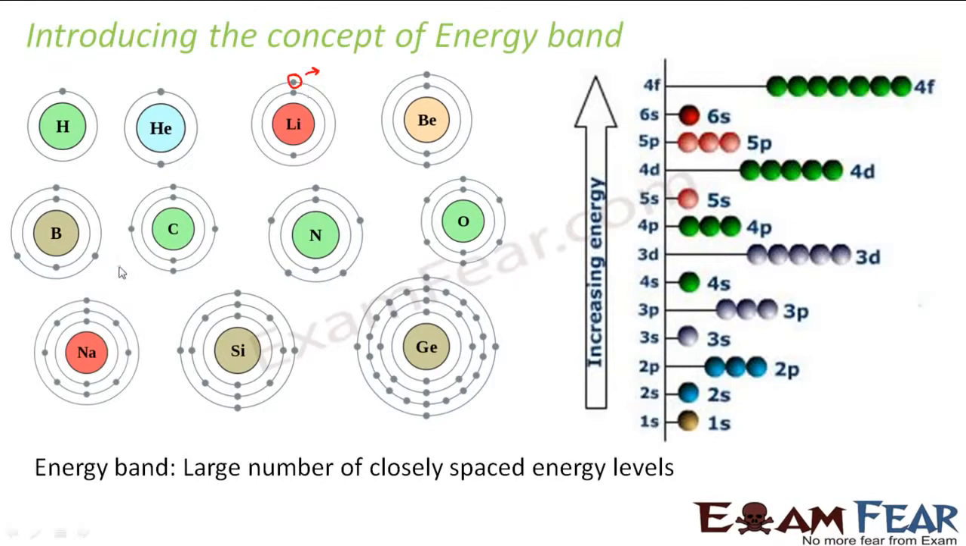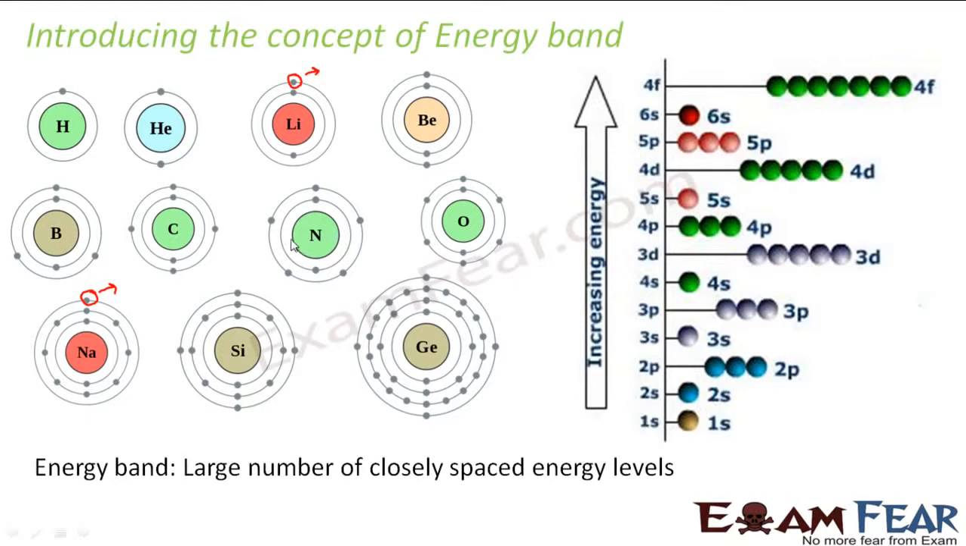Similarly, if you consider sodium, the outermost shell has only one electron which can very easily go out. So again, sodium is also a metal and a good conductor of electricity. Correct? Similarly, if you look at nitrogen or oxygen, it is the opposite. So they are not good conductors.